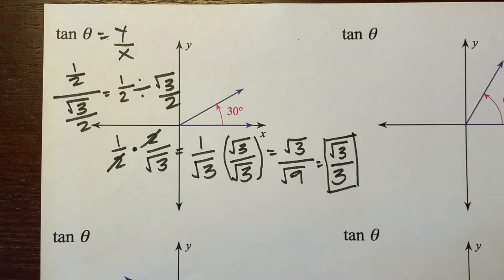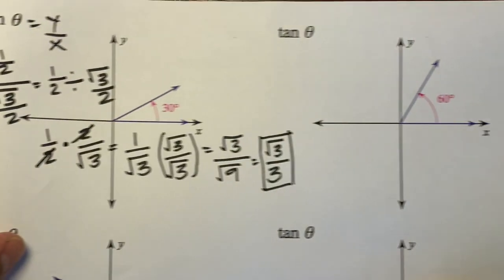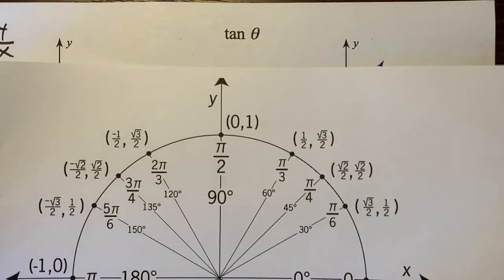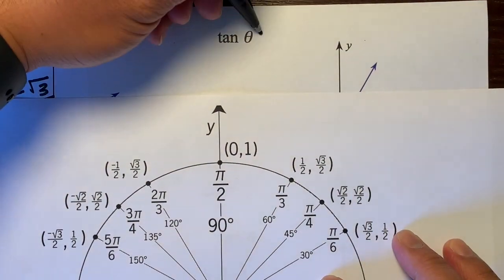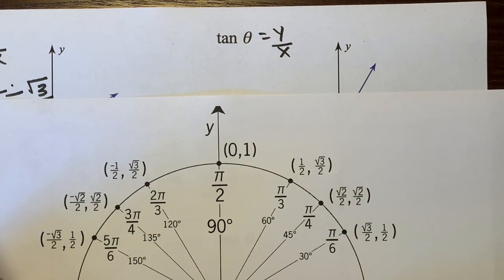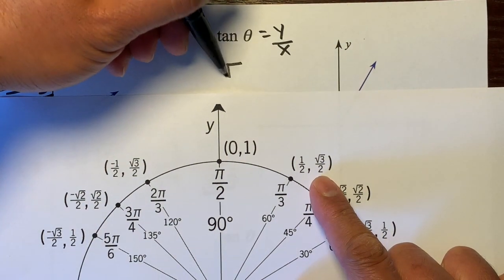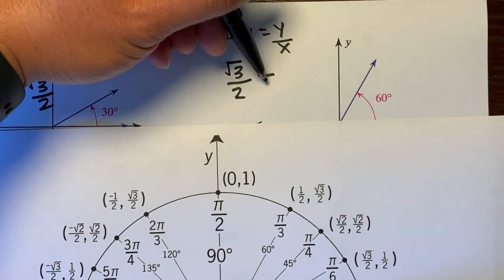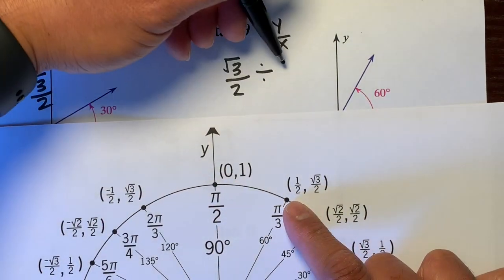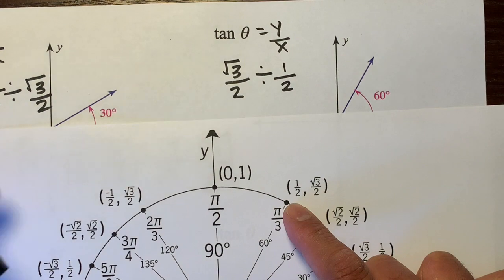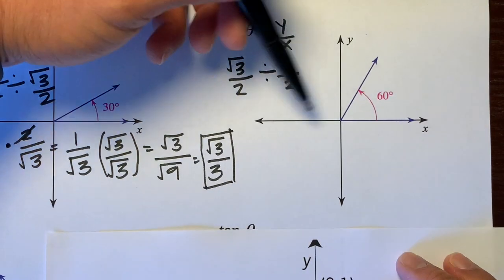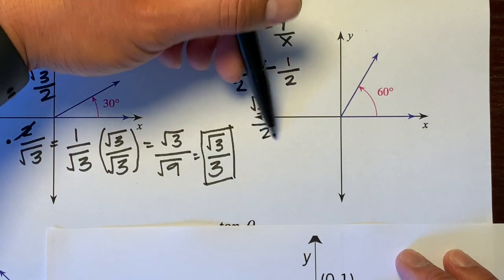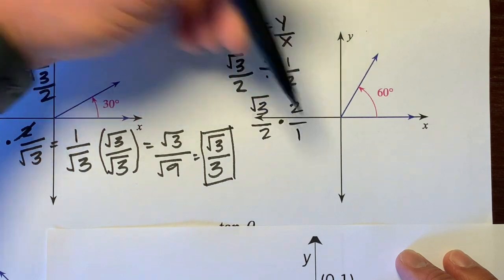All right, so let's do another example. Okay, so 60 degrees. 60 degrees, let's look at our unit circle. Remember, it's y over x. So for 60 degrees, it is radical 3 over 2. Okay, and I'm going to just put the division symbol over there, and divided by the x, which is 1/2. Then I'm going to change this to a multiplication problem. Radical 3 divided by 2 times 2 over 1.